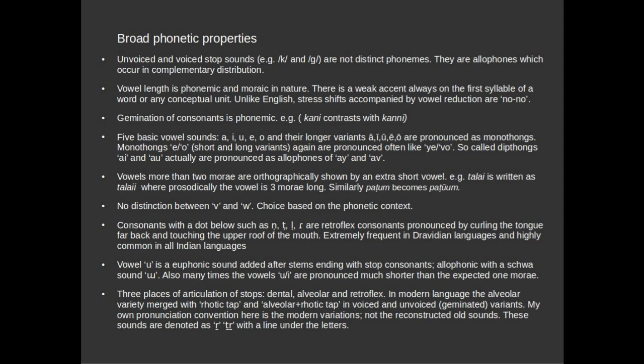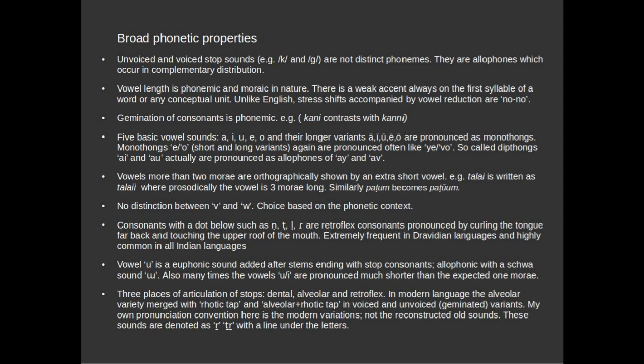Vowel sounds are very simple. There are 5 basic vowel sounds and their longer counterparts are also there. So a, e, u, a, o, and their longer counterparts a, e, u, a, and o. And these sounds are pronounced as monophthongs, unlike English. For example, in English we say H-O-M-E is pronounced as home with O, which is like a diphthong. Whereas here, these vowels are pronounced as monophthongs, like a plain single vowel. And the monophthongs A and O, both short and long variants, are allophones with ye and vo. So that also has to be kept in mind.